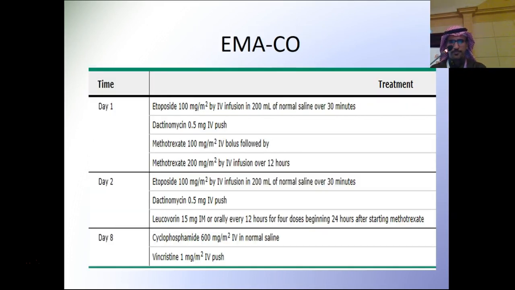So the EMA-CO regimen: usually day 1 will be etoposide, dactinomycin, methotrexate; day 2 etoposide, dactinomycin; and day 8 will be cyclophosphamide and vincristine. Usually this regimen will be repeated every 2 to 3 weeks.